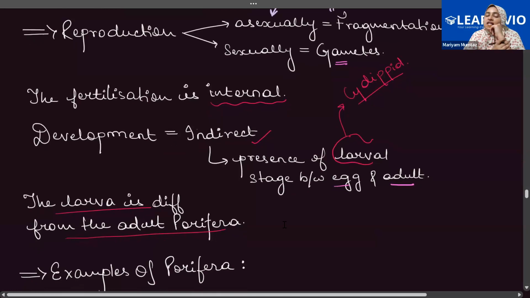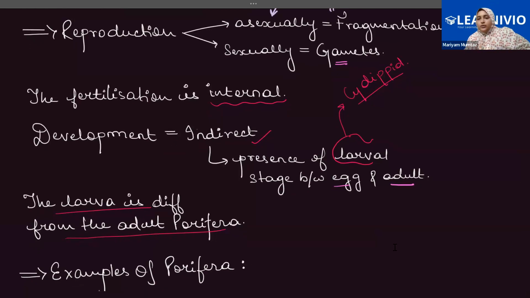Now the fertilization is internal. What is the meaning of fertilization? Who will explain? Also, everyone switch on your videos. What is the meaning of fertilization? Fusion of gametes to form a zygote. Correct. That is fertilization. And if I say that the fertilization is internal, it means that it is happening inside the body of the sponge.